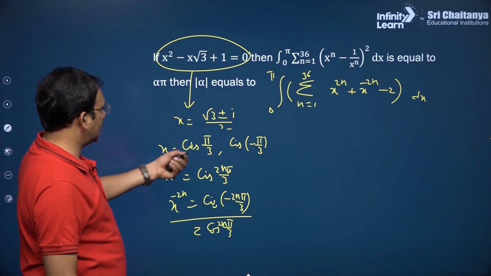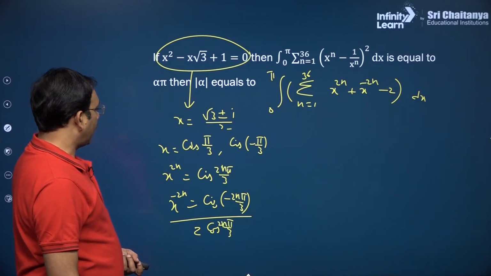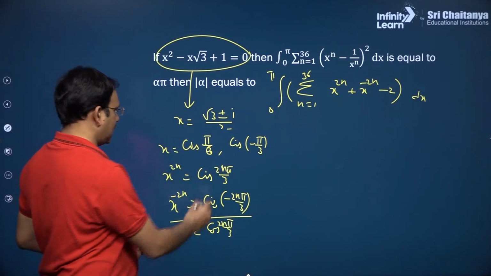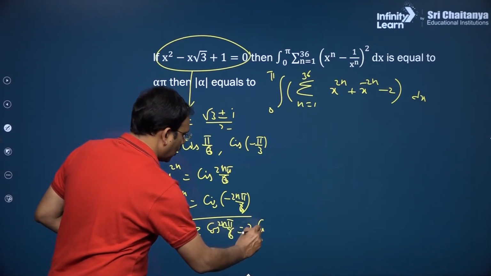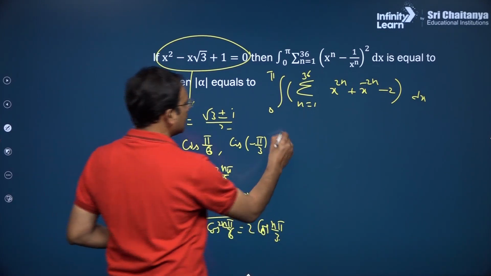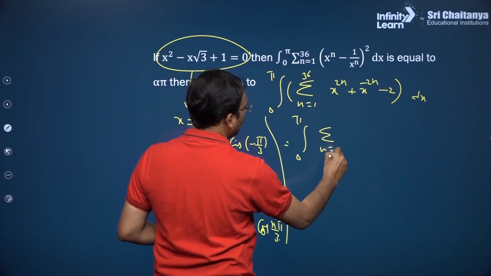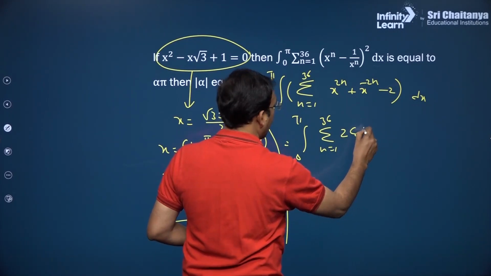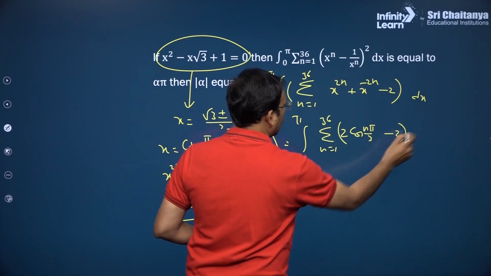You just see, my dear friend, cos pi by 6 plus i sin pi by 6, this is pi by 6, which is 2 cos of n pi by 3, my dear friends. So, you can write this as integral 0 to pi, sigma n is equal to 1 to 36, 2 cos of n pi by 3 minus 2 dx.